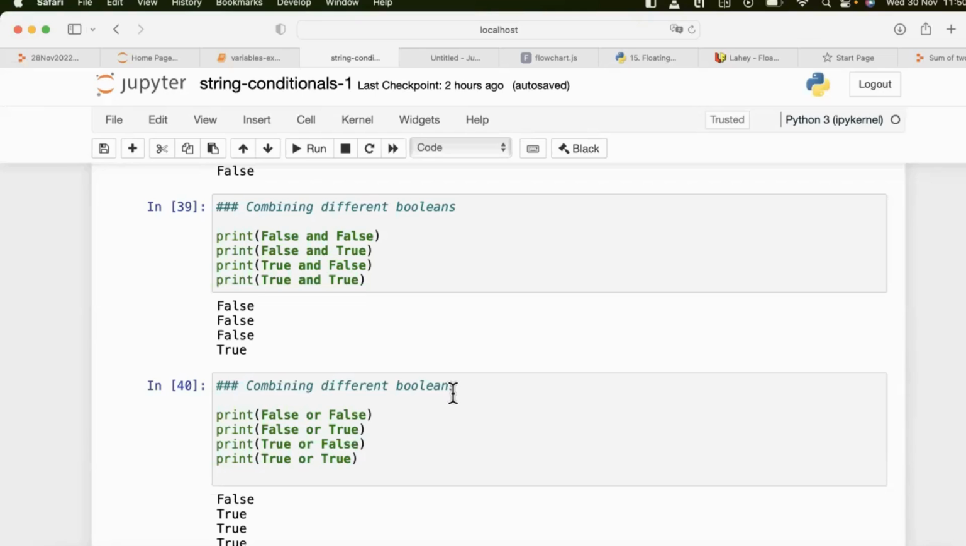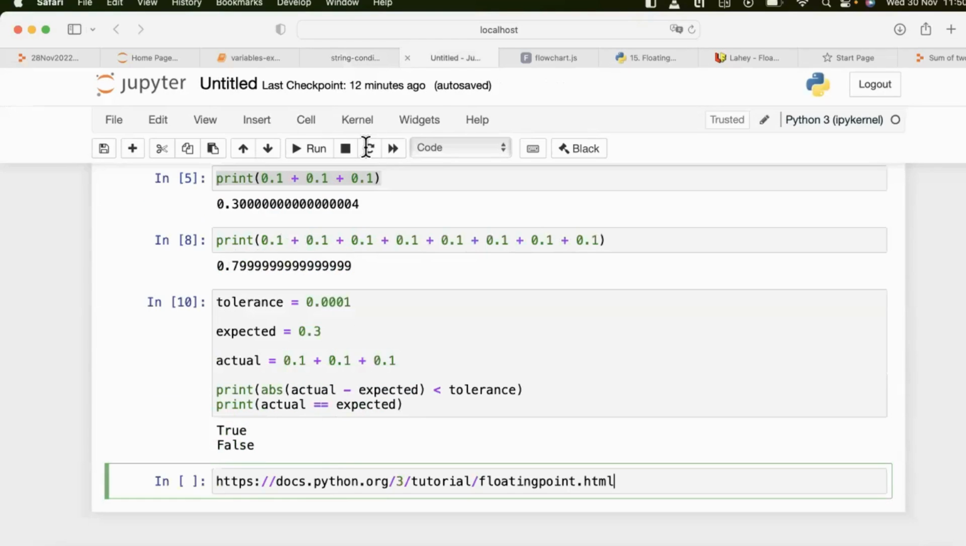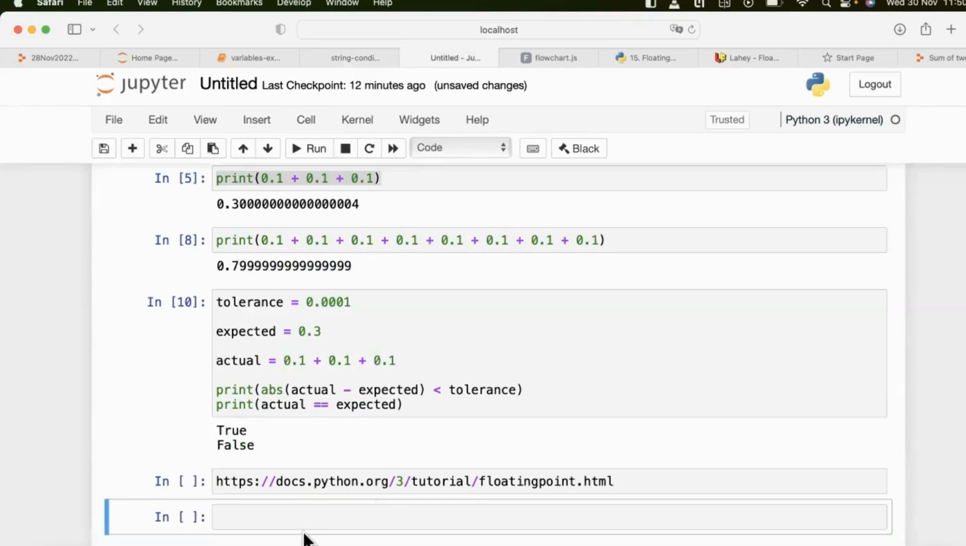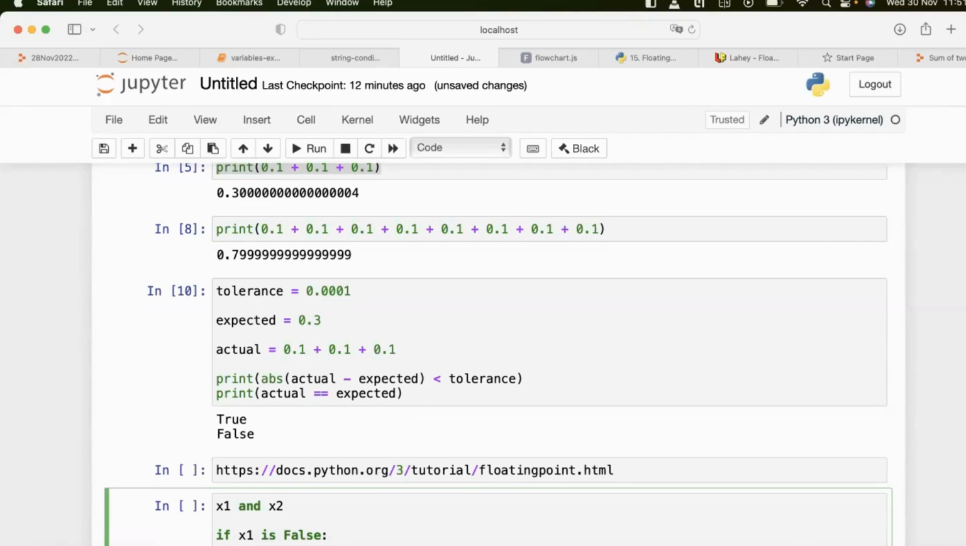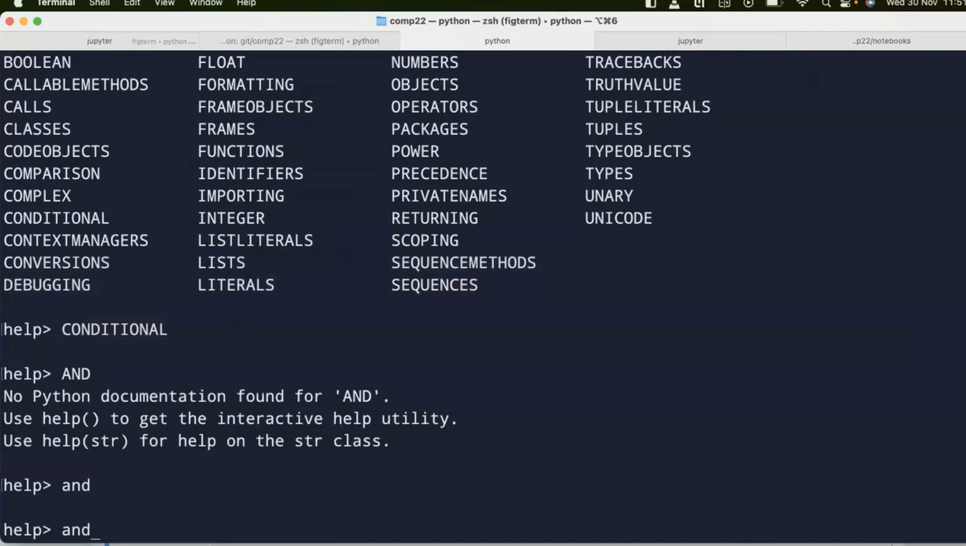If we have x1 and x2, if x1 is false, then the whole expression is false, no need to evaluate x2, right? And we can also just look at the help for this.